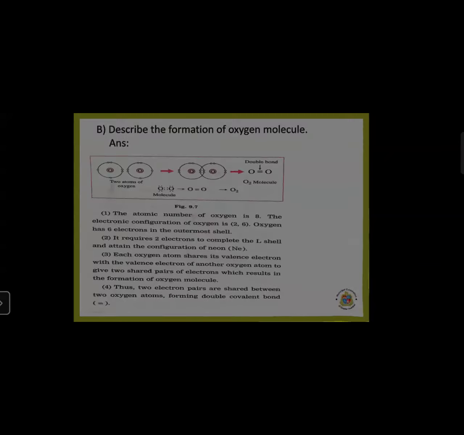Now next: describe the formation of the nitrogen molecule. Student, in the hydrogen molecule there is a sharing of only one electron, so it consists of only a single bond, right? In the oxygen molecule, each oxygen atom requires two more electrons, so they share electrons, forming a double bond, a double covalent bond.